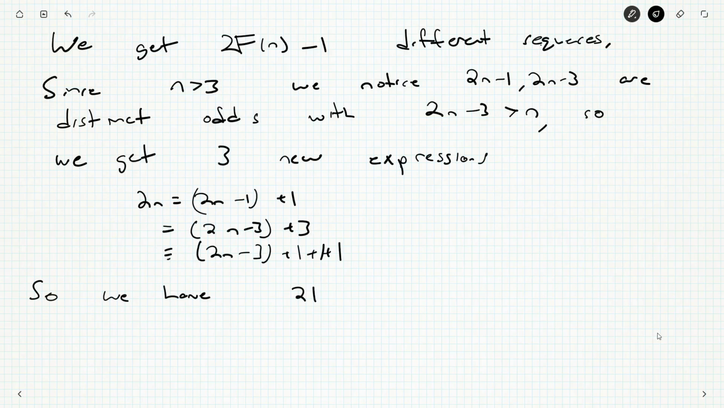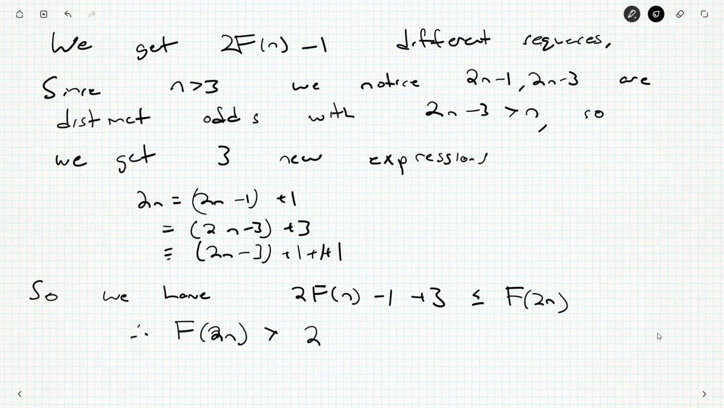So we have 2fn minus 1 plus 3 is at least what f of 2n is. Therefore, f of 2n is at least 2f of n. Well, it's more than 2f of n, because this expression here is 2f of n plus 2. And we only needed 2f of n plus 1. So we got what we want in the end.